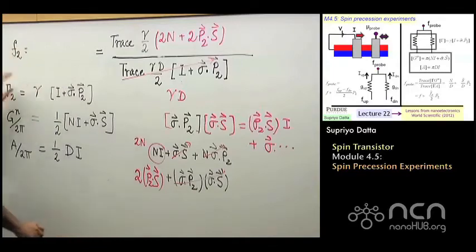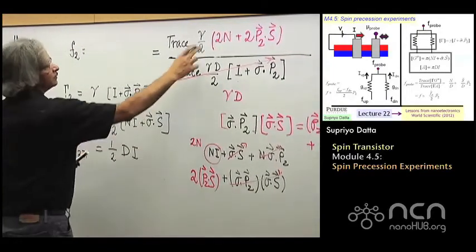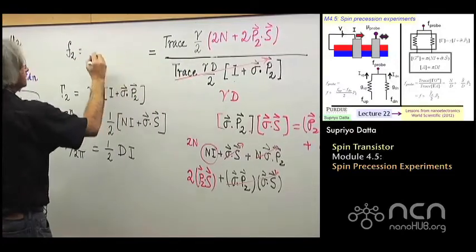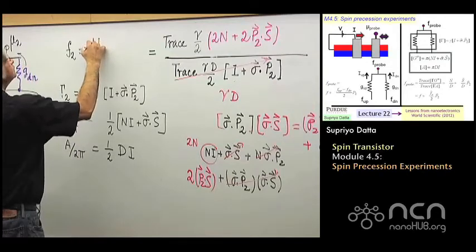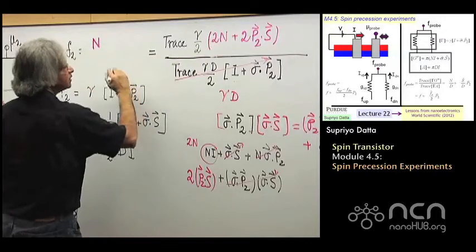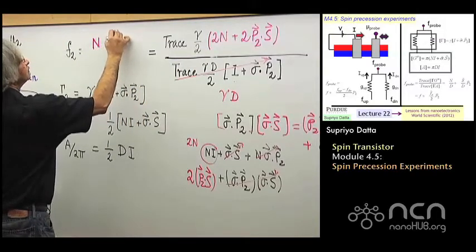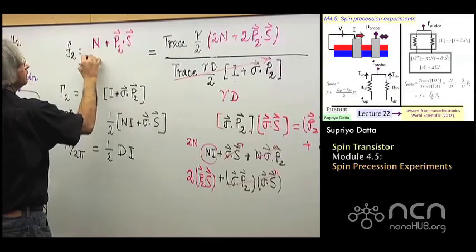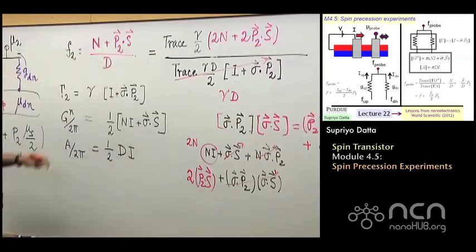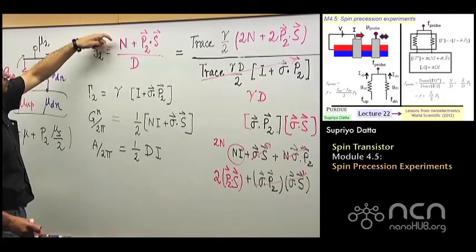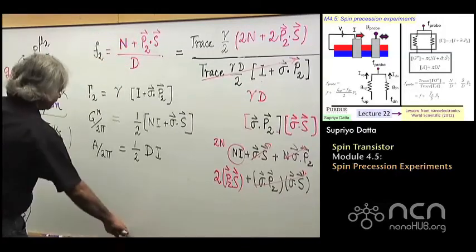So now we can write down the answer. F2 is equal to, on top, I guess the gammas will cancel, so you'll have N, the 2 cancels, plus P2 dot S, divided by D. This is it. And as I mentioned earlier, the F2 of course translates to the actual potential measured at the probe. So what is the potential measured? Well, it would be proportional to this N plus P2 dot S divided by D.